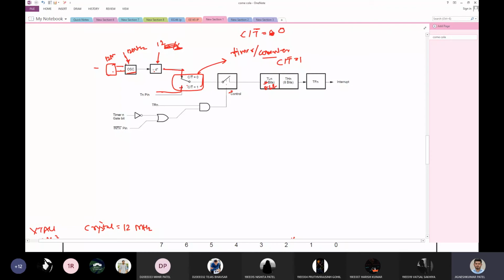T is for timer, and the bar means active low, so 0 is the active function. By writing C/T equal to 0, you are programming it as a timer, and by writing C/T equal to 1, you are programming it as a counter. How does it happen? See, there is a selection switch. If it's 0, it will move here. If it is 1, it will move here. So by writing 0, you are selecting timer. Why? Because you are connected here.